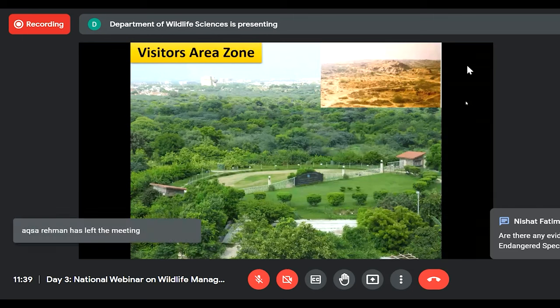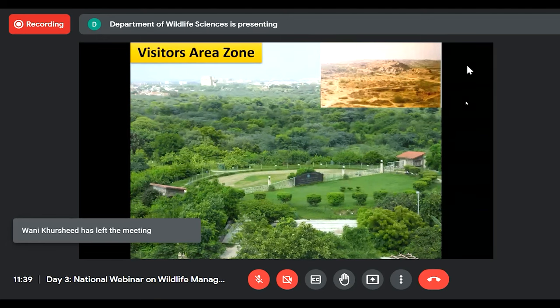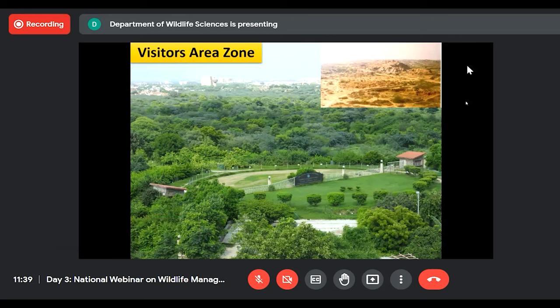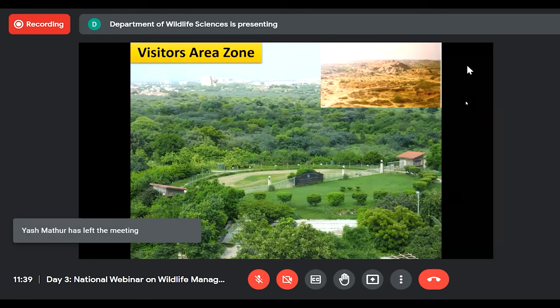And 90% of people can go back from this area, and 10% of people, if they are serious walkers who want to do wildlife watching, bird watching, plant watching or butterfly watching, are allowed in, and they are guided and taken into different areas of the park.